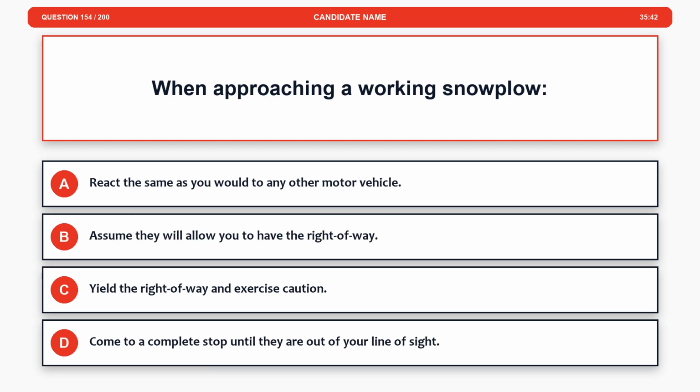Question 154. When approaching a working snowplow, option A, react the same as you would to any other motor vehicle. Option B, assume they will allow you to have the right of way. Option C, yield the right of way and exercise caution. Option D, come to a complete stop until they are out of your line of sight.